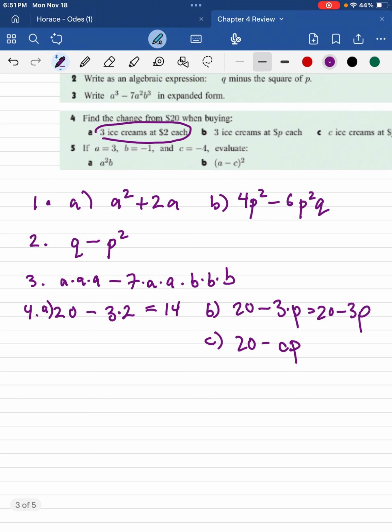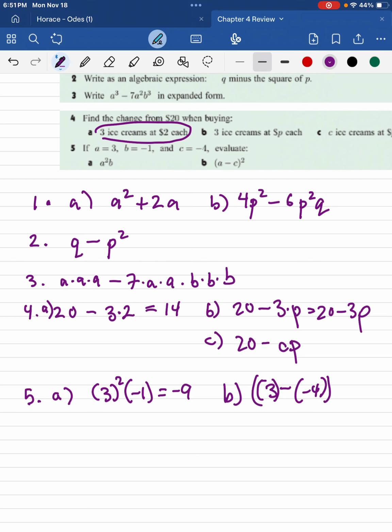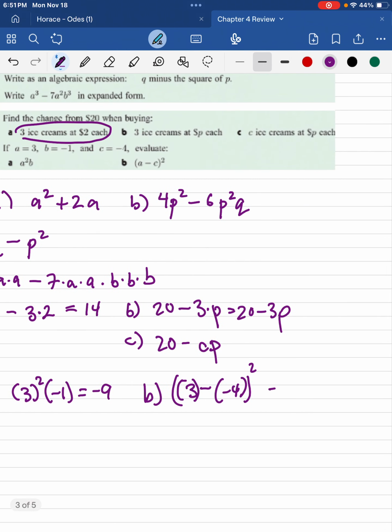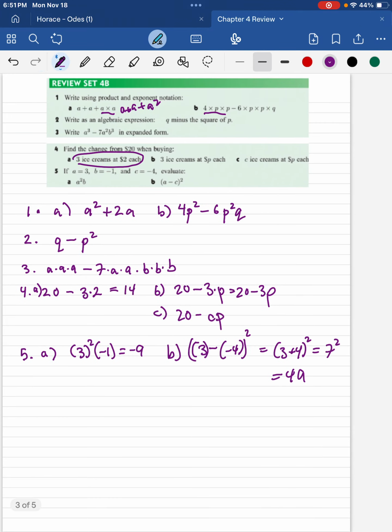Okay. Number 5, another substitution. Replace the letters that we're interested in. Part A, squared times b, 3 squared times -1, that's a -9. Part B, that's going to be 3 minus 4. So I should put those in parentheses, squared. It's going to be the same thing as 3 plus 4 squared, 7 squared, or 49.